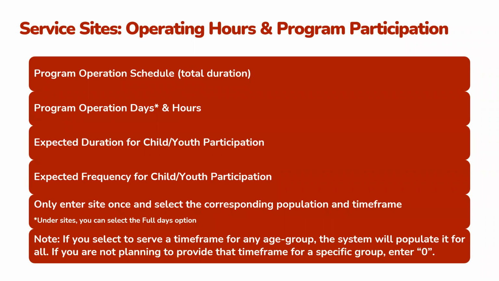The important piece to keep in mind with that is that the system will automatically show all the fields, but if you're not planning to provide that time frame for a specific group, you just have to enter 0. And we want to call that out, and I promise you that it will make more sense if you have either been in the application already or once Rachel goes through it. But we just want to say you don't have to serve that if that's not what you're looking for. The system is just prompting that. You just have to enter 0 and you can move on with the rest of the fields.